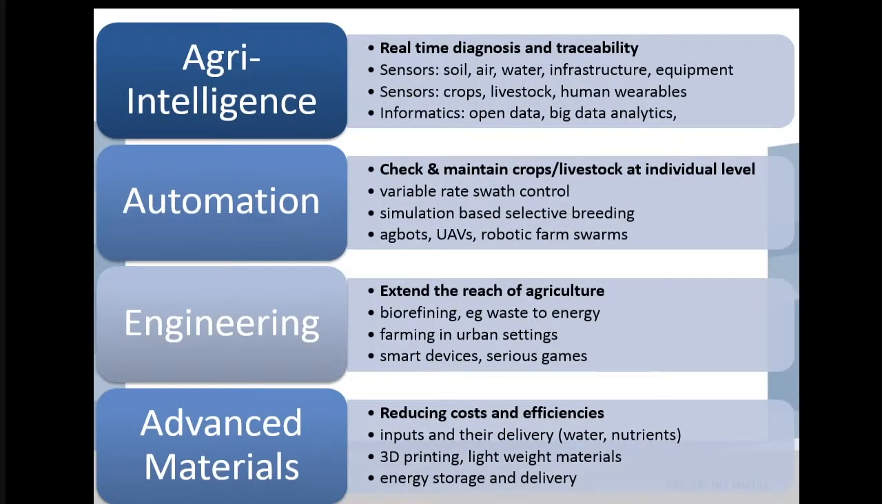With automation, Salah will speak a lot to this topic. One of the main things this can be used for is checking and maintaining crops and livestock, particularly at the individual level. This is where things are being moved to. As humans, we want to be looked after in terms of our own individual needs, and increasingly a lot of the automation and autonomous systems that are being developed will be able to look at things on an individual basis. So it's taking that precision right through to the extreme.